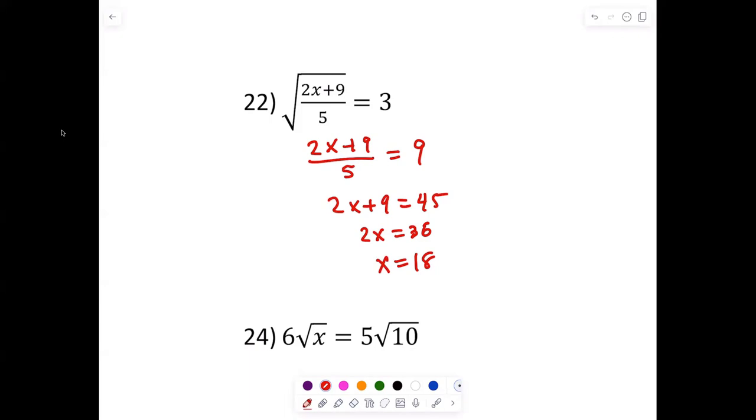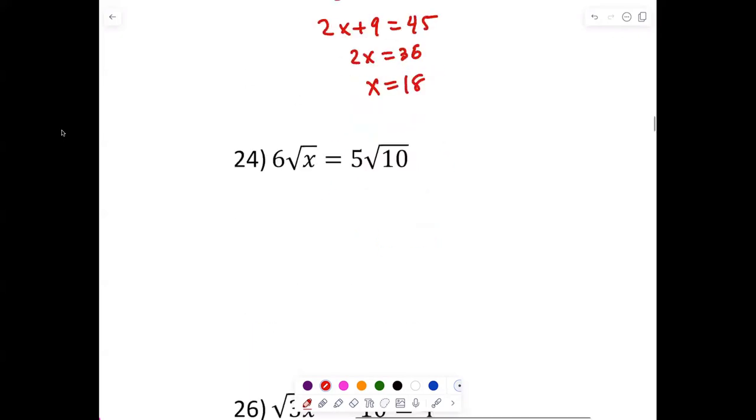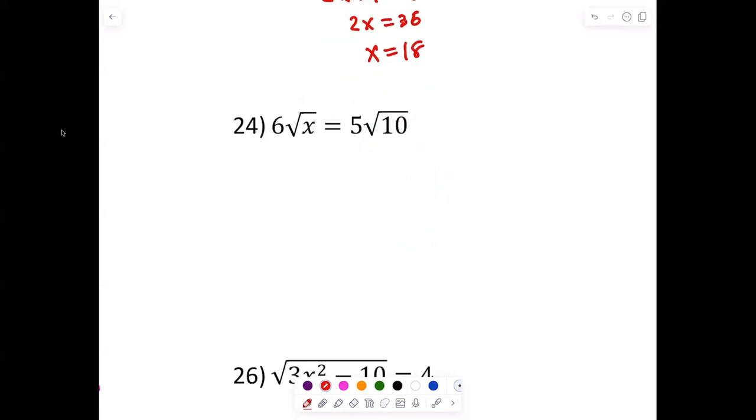Well, that's not too bad. All right. Number 24, what do I have to do to both sides? Yeah, divide by 6 first.